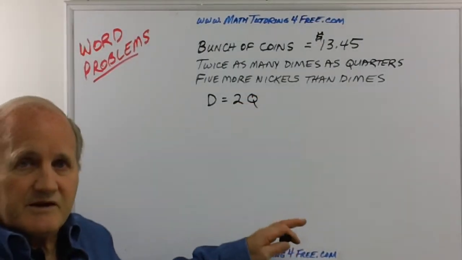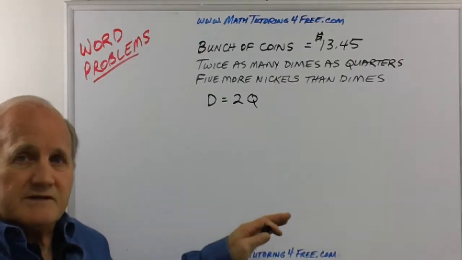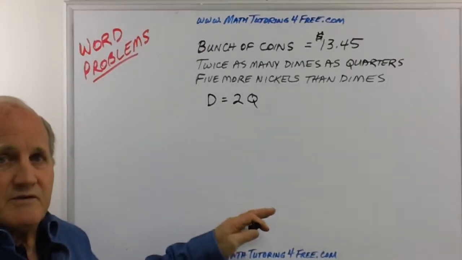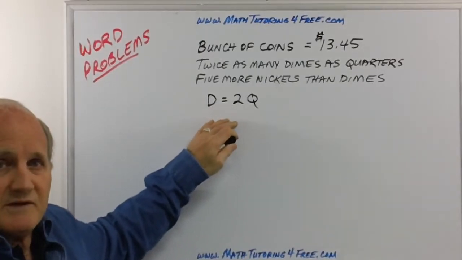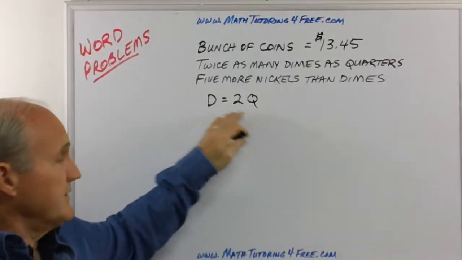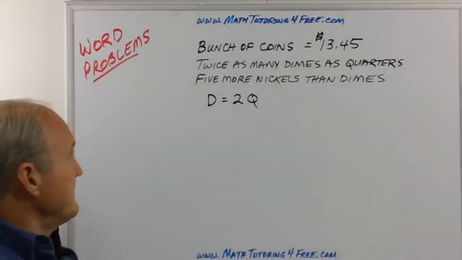Again, you'll notice instead of using X's and Y's and A's and B's, what I'm trying to do is use letters for the unknowns that help you remember what they are. D for dimes, Q for quarters, and of course N for nickels.